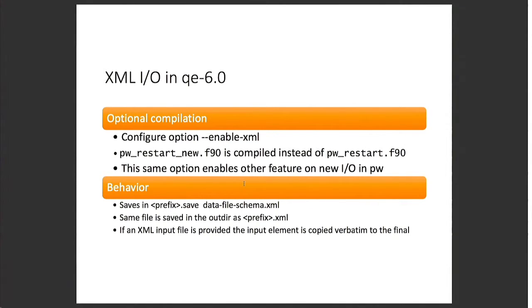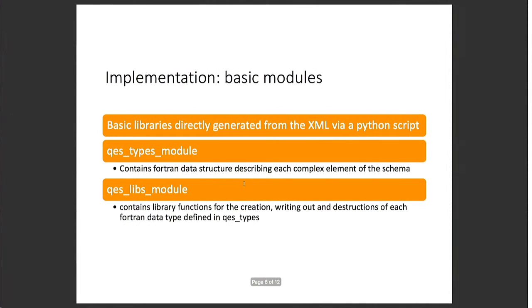Whenever an XML input file is provided at the beginning of the run, this same input file is copied verbatim in the final XML output file, and in this way the user can provide by himself the information on how to run the computation. Otherwise, the program will generate this input element by itself.